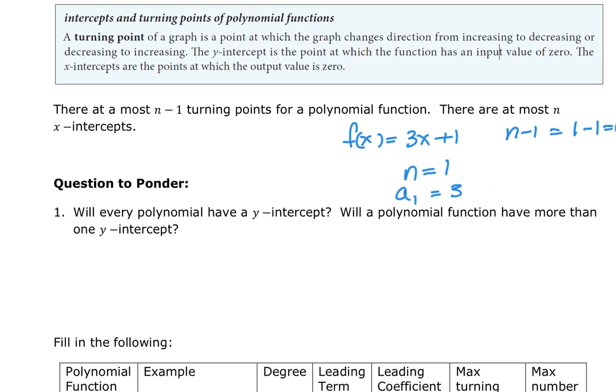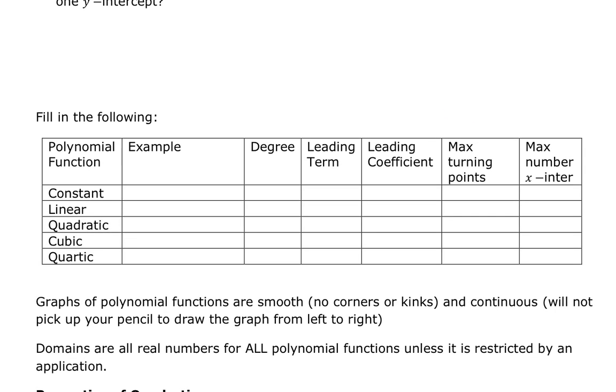Will we always have a y-intercept? Well, yeah. We're always guaranteed a y-intercept because we can set x equal to 0 at any time. Even if we have a constant, we can set this thing equal to 0. So we're always guaranteed a y-intercept. Will we have more than one? No, because it won't pass the vertical line test. So it's not a function. So it's not a polynomial function, I should say. It's not a polynomial function if it has more than one y-intercept because it won't pass the vertical line test.